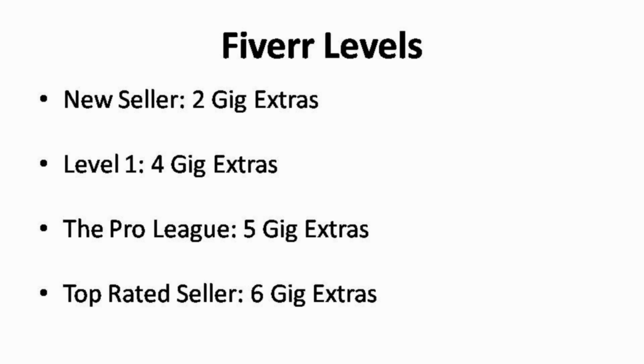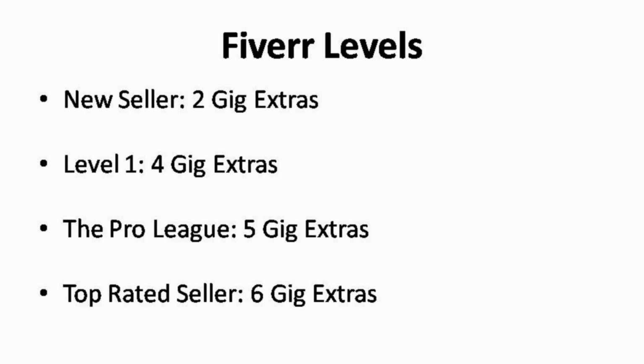When you first get started on Fiverr, you'll be complimented with 2 gig extras by Fiverr. Meaning to say, other than the first gig of $5, you can add up to 2 gig extras with prices up to $20 each. Moving forward, if you are a level 1 seller, you will have the privilege to add up to 4 gig extras with prices up to $40.